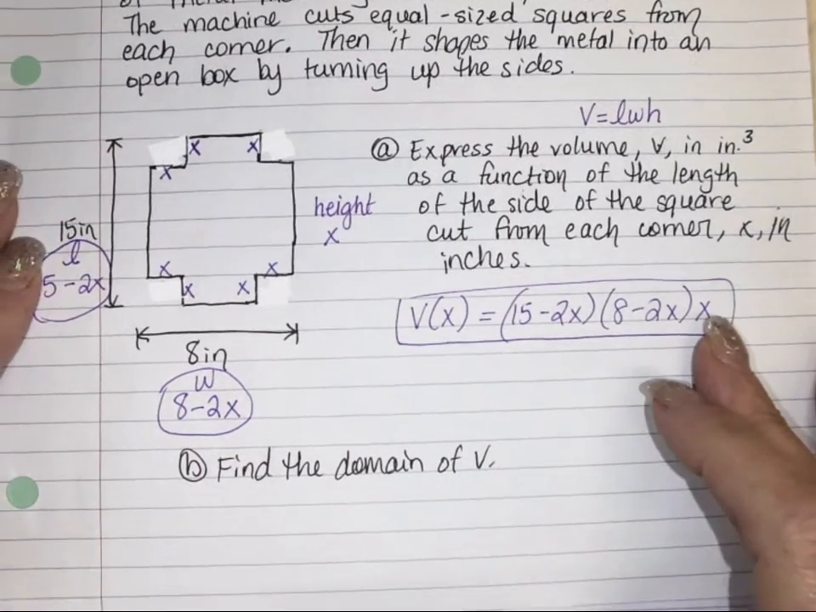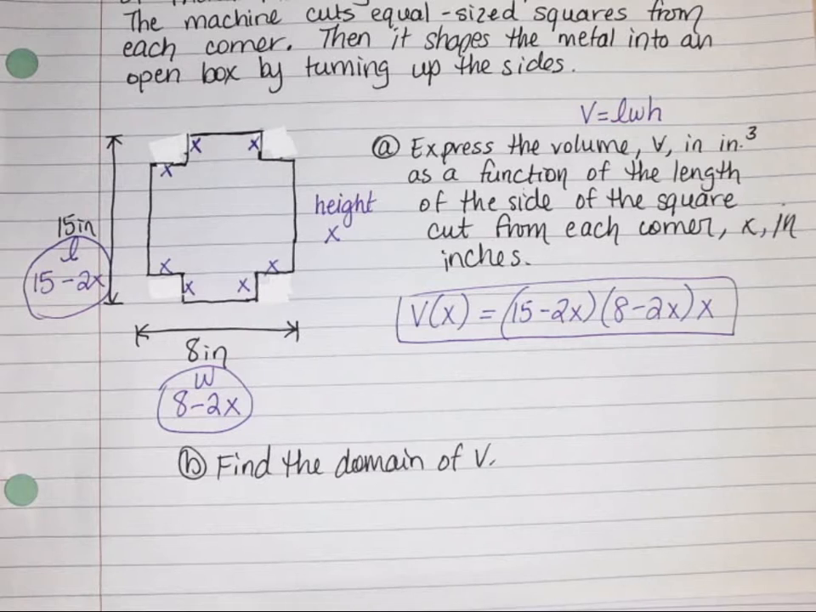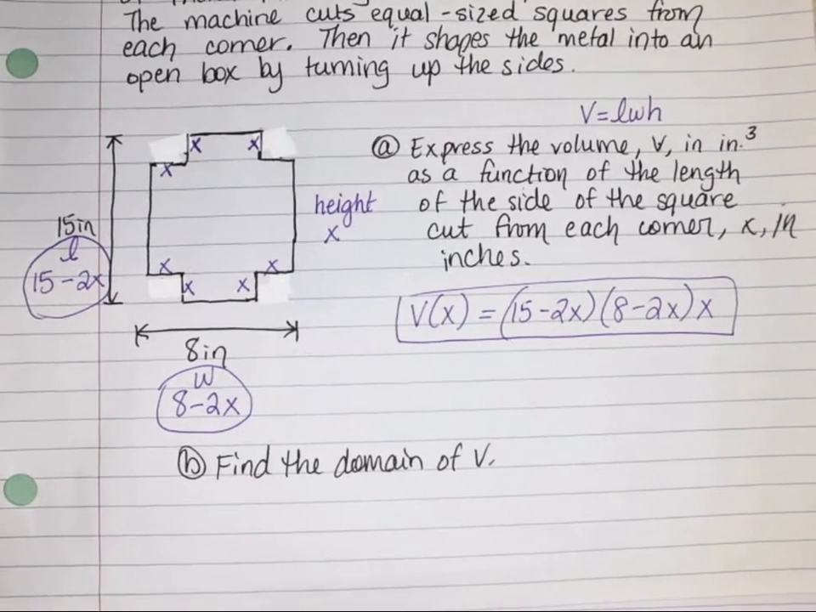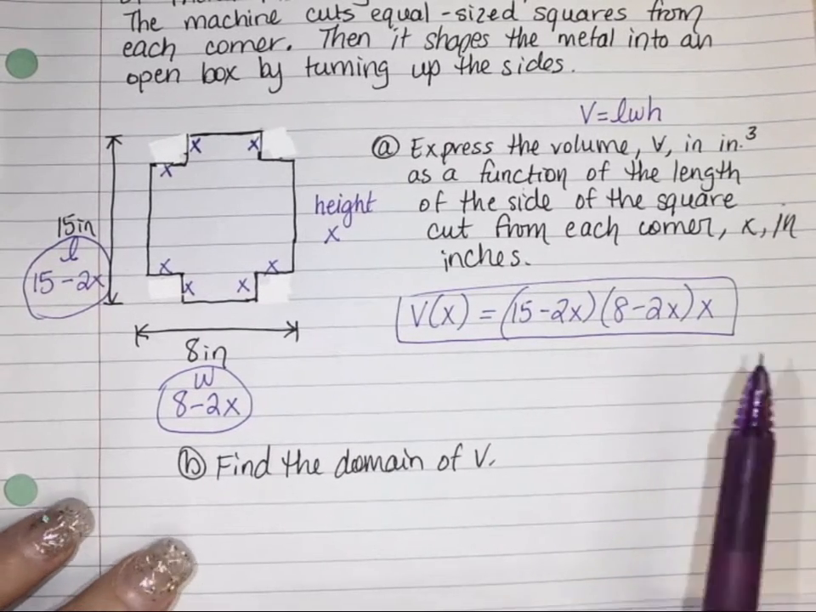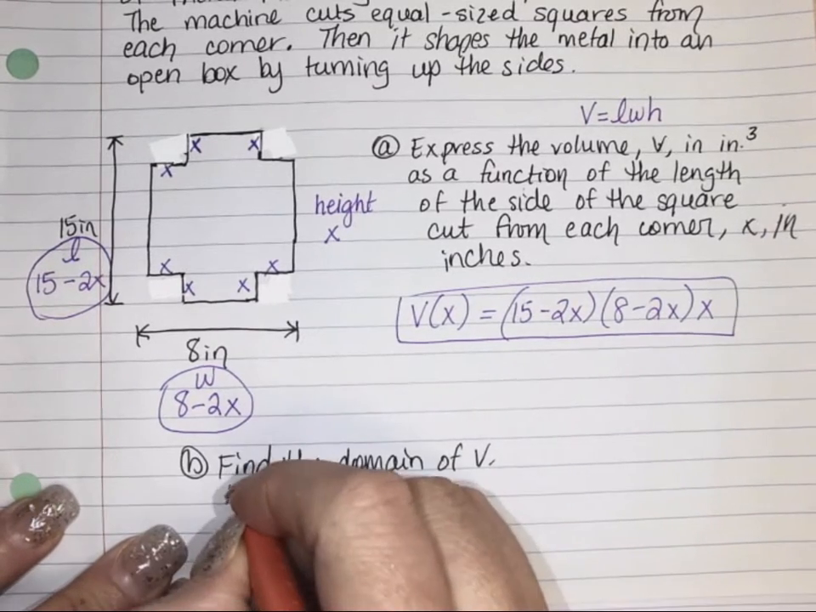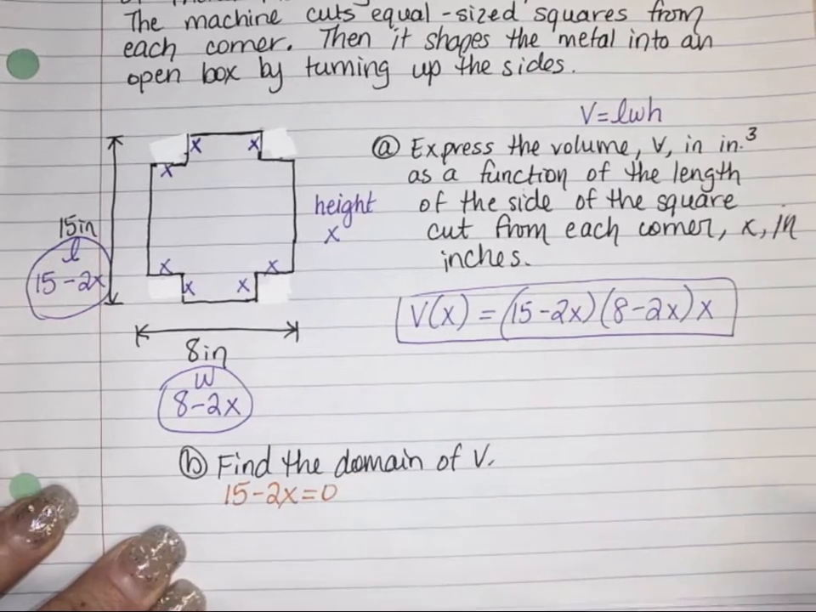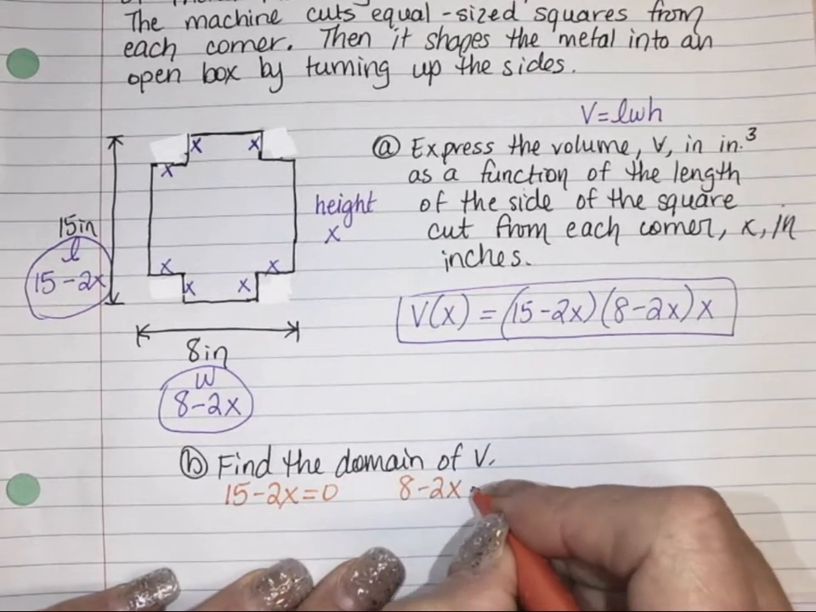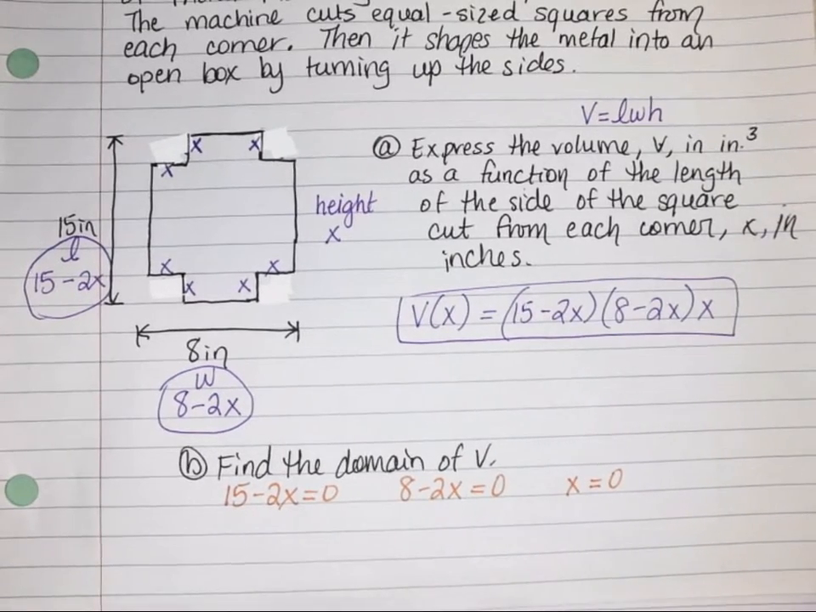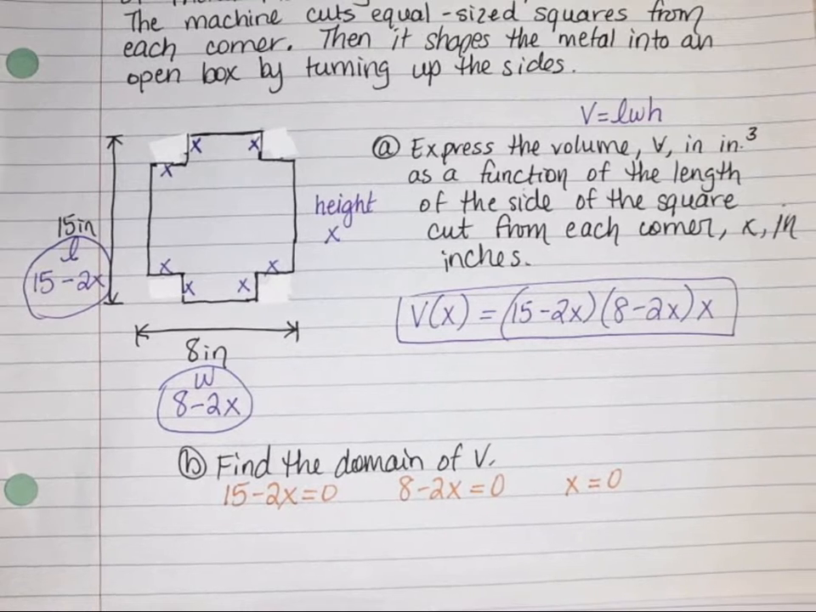Now, in part B, they ask you to find the domain of this function, meaning what are all the values of x such that your volume will be positive and never will go negative. And what you do is you take each factor. So I take 15 minus 2x, I set it equal to 0. I take 8 minus 2x, and I set it equal to 0. And then x equals 0. But I want you to think about this with common sense. They're asking you, what can all the values of x be?